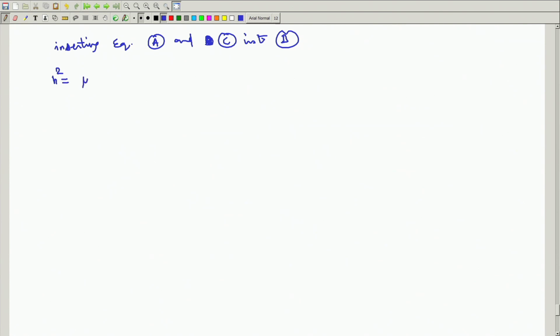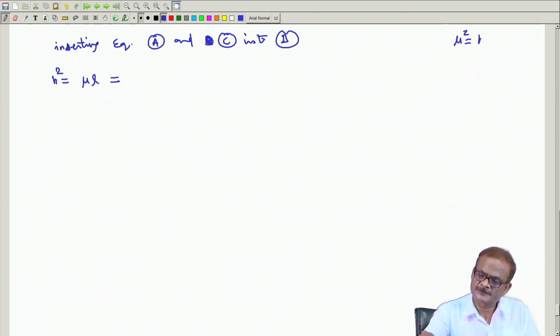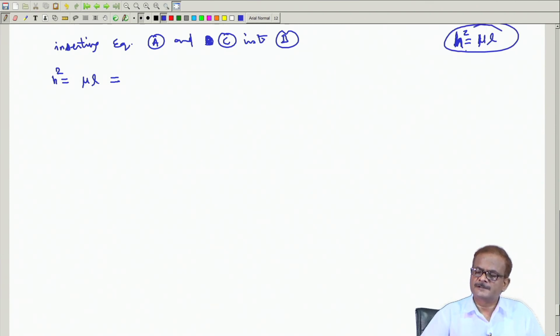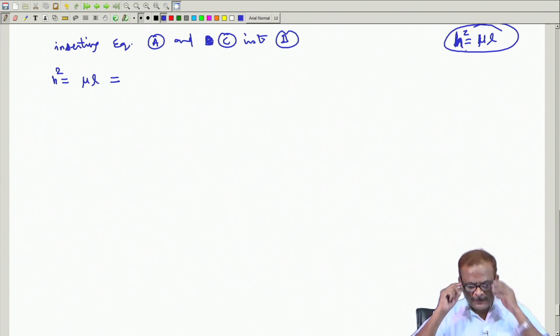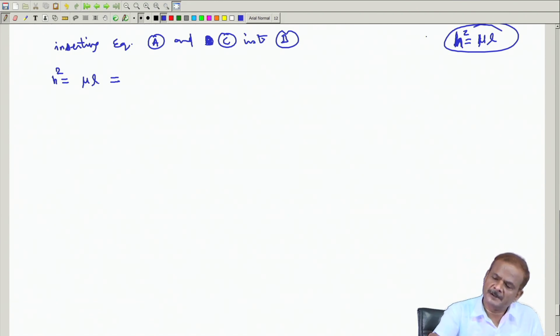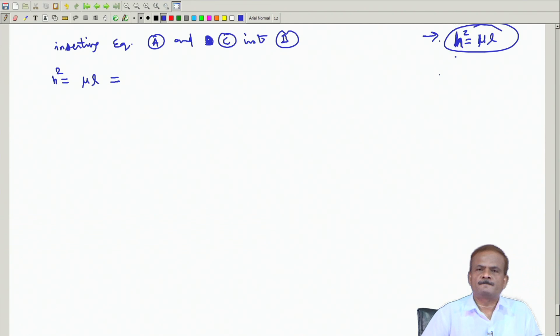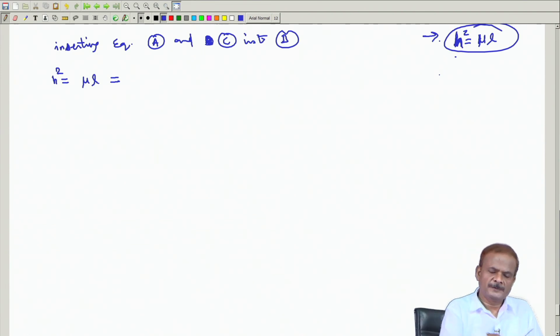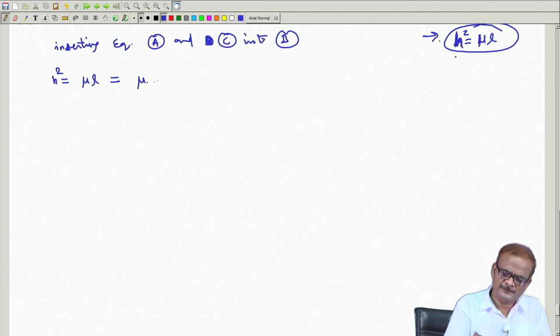H square is nothing but mu times L. You remember that from the conic section we got this expression H square equal to mu times L, and while working out the expression for the conic section, we did not assume anywhere whether it is hyperbolic, parabolic, or elliptic. Irrespective of that, this is valid. So, we replace H square by mu times L, and this mu times L we write as 1 minus e square.